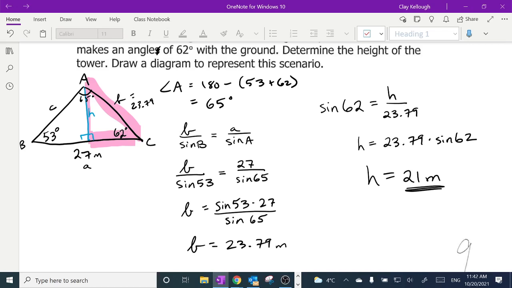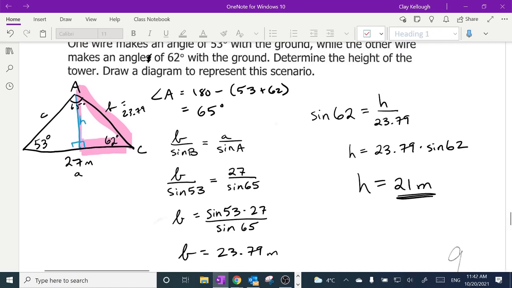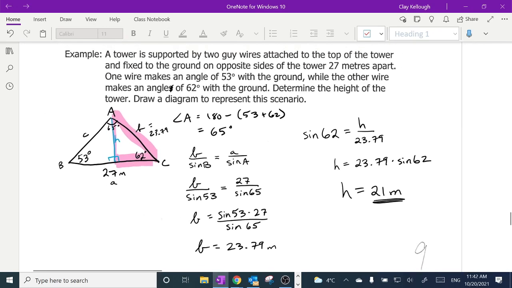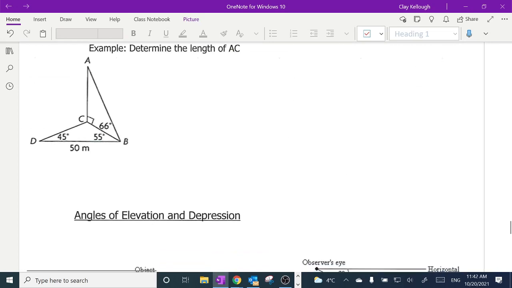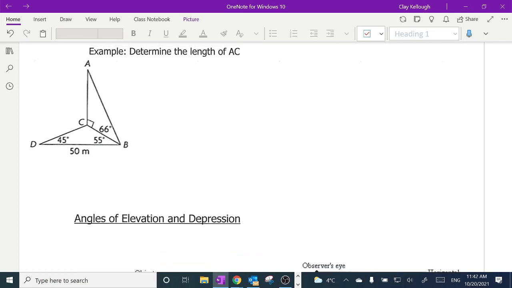21-meter tower. All right, so there's our first word problem. That one was a sine law. Here's another kind of problem that you'll see a lot of. One of these guys here, where you stick two triangles together, and you need to figure out something in one triangle to solve the other.